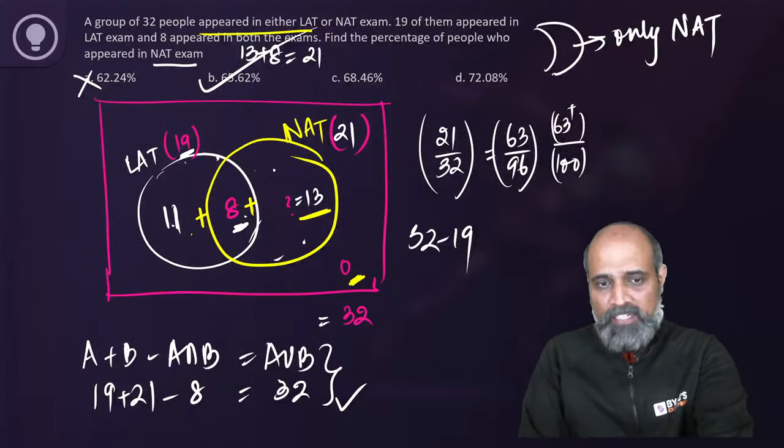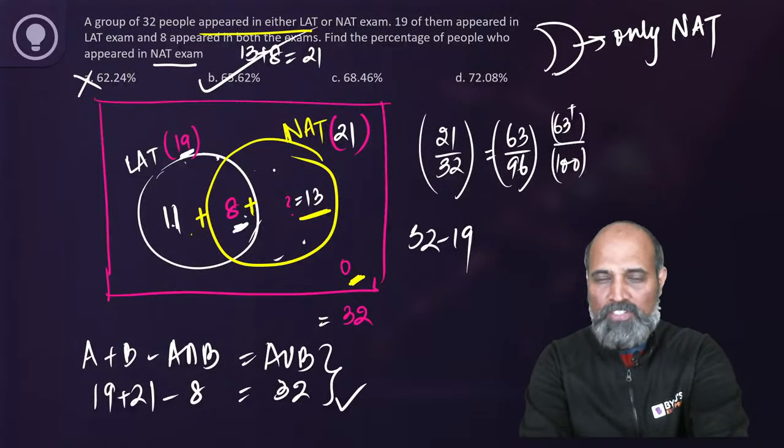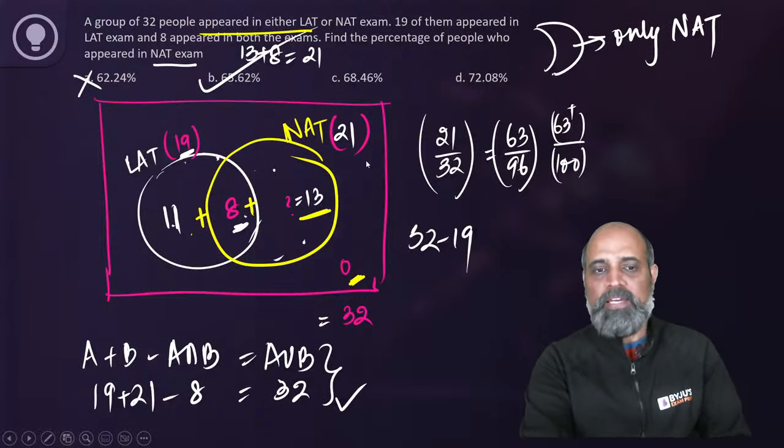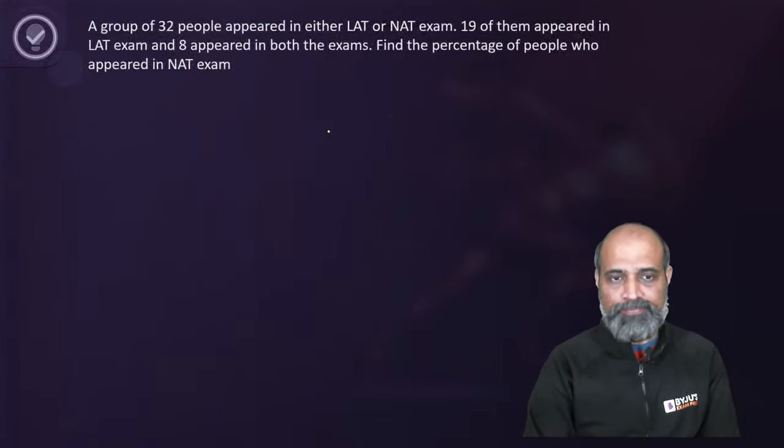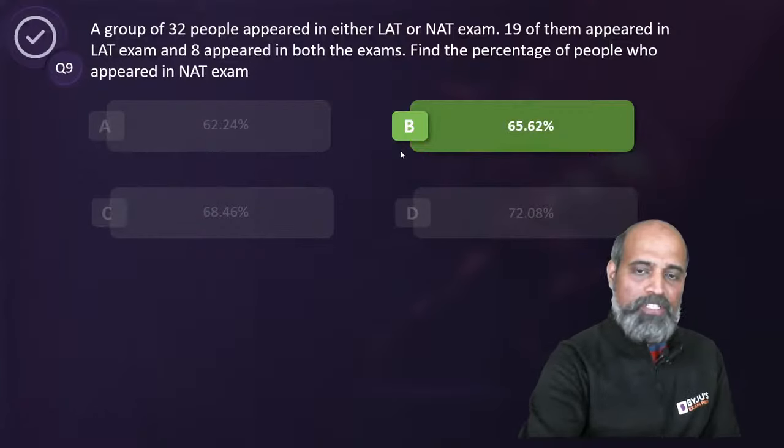I hope this is clear now, Vrinda. हाँ शुभम, ओनली होता तो 40% के आसपास आता, इसीलिए मेरे को वो ओनली हटाना पड़ा. So 65.62 is the answer.